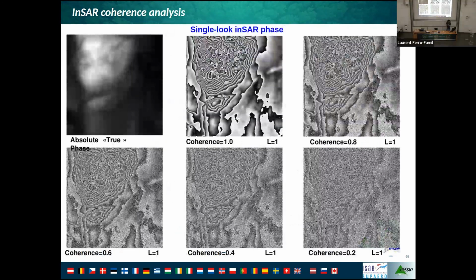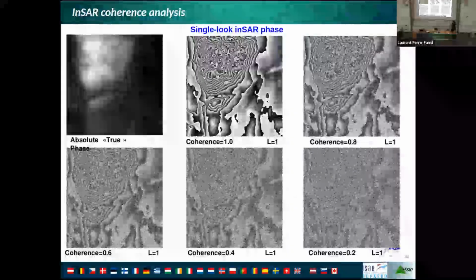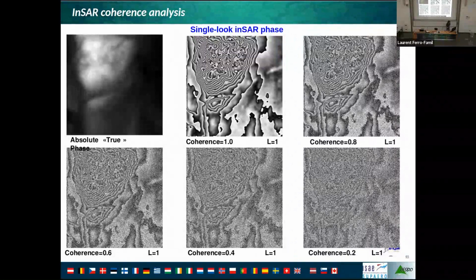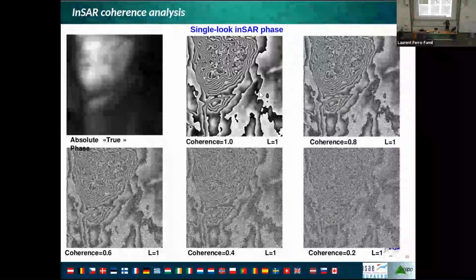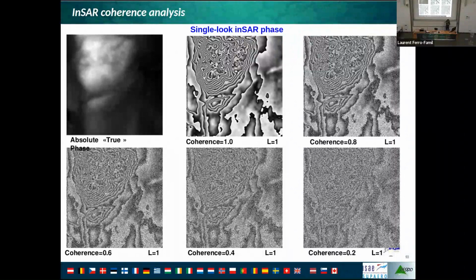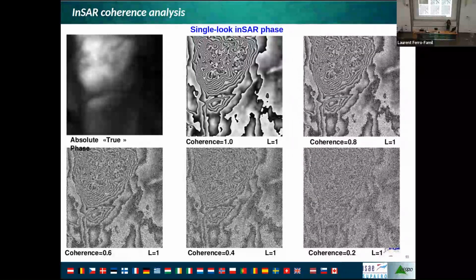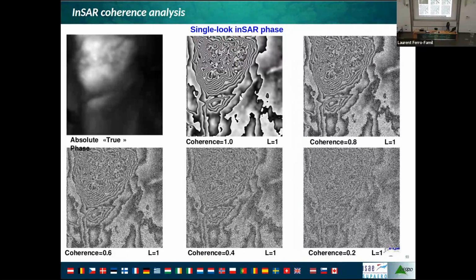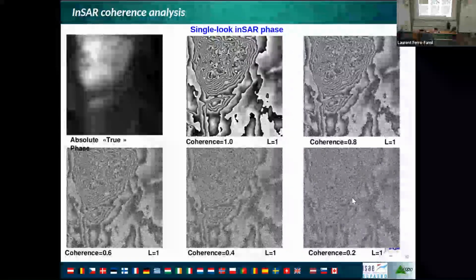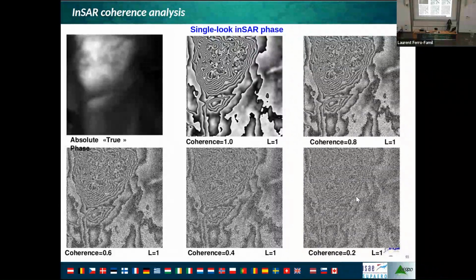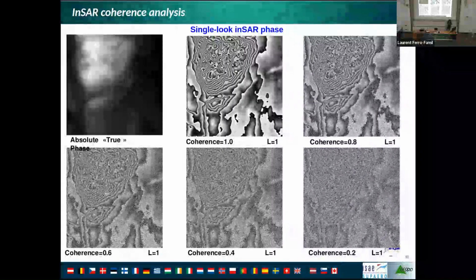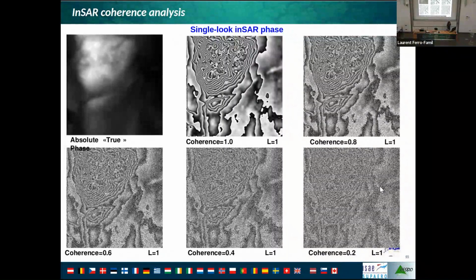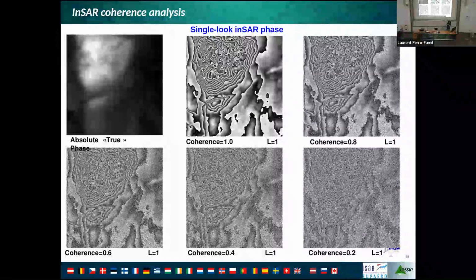Some examples of the importance of coherence. These are single look. Single look means you take one image, the other image, you multiply one by the complex conjugate of the other, and you read the phase, with no averaging. Without averaging, if the coherence is equal to 1, this is the true DEM, and this is the phase, and the phase is very nice, you see all the variations. And this is what you get when the coherence is equal to 0.2. It's hard to analyze. You have lots of variations that do not actually correspond to variations of the terrain, but to your noise between the two acquisitions.